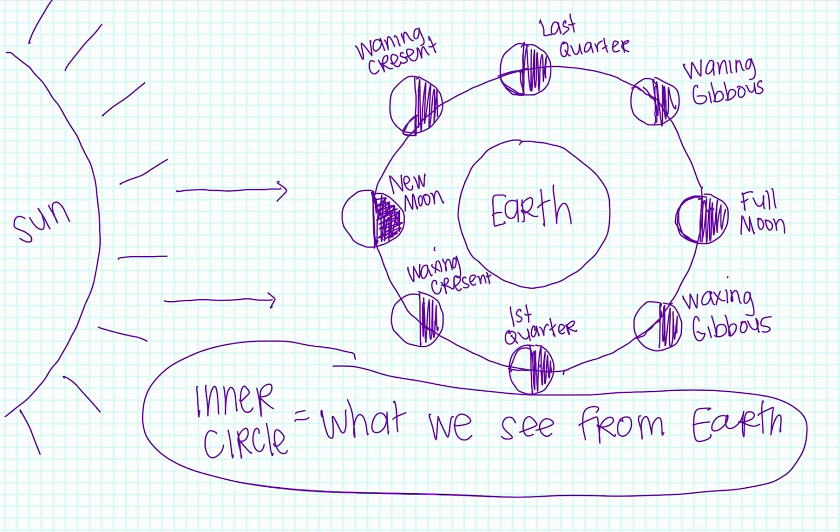So if I were to show you that here, we can see this part, which is dark. We can see this part here, this semicircle here. This is where we get that whole half of it, which is the full moon, that waning gibbous, our last quarter, and that tiny piece of the pie there. So the inside is what we are able to see from Earth.